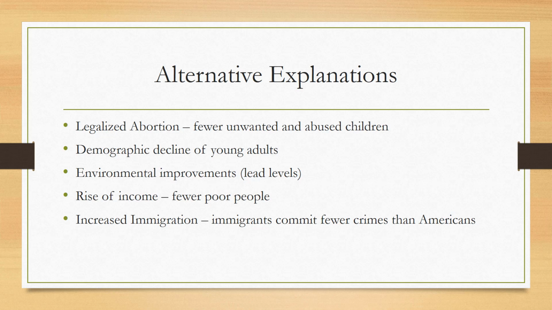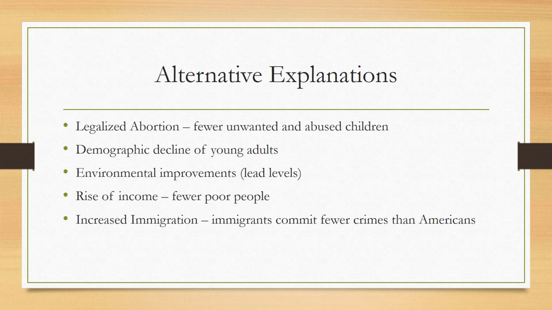Demographic decline of young adults, fewer young adults in the population. I threw this in because that's one I think that if you went out and looked for evidence, you're going to find it. And it's going to be hard not to ascribe at least some of the decline in crime to a declining number of young adults in the population.